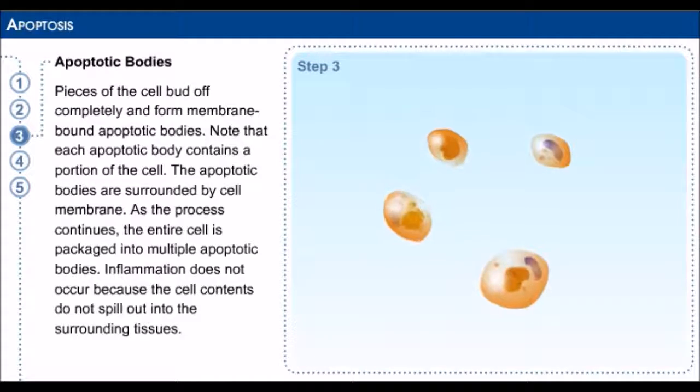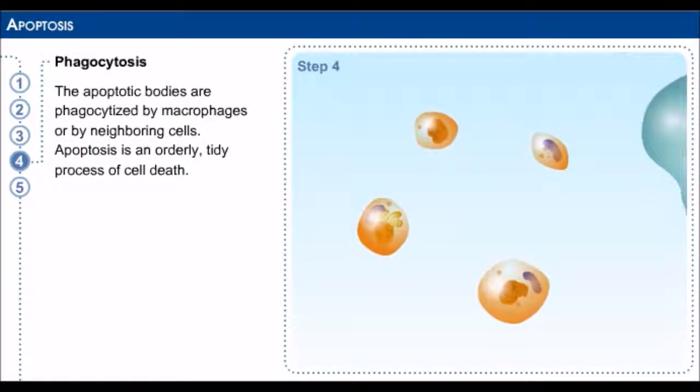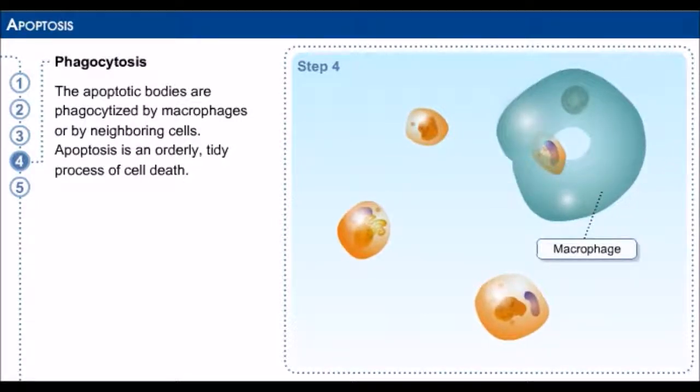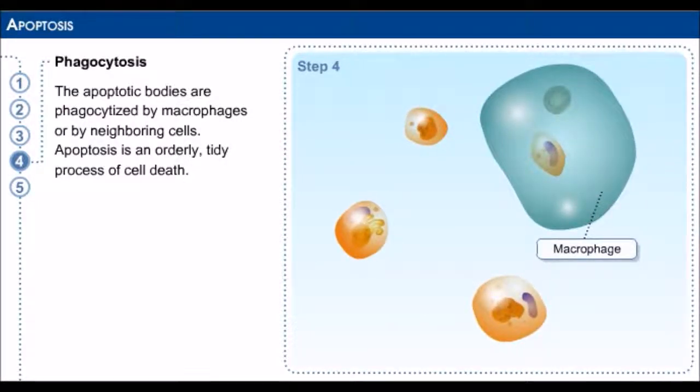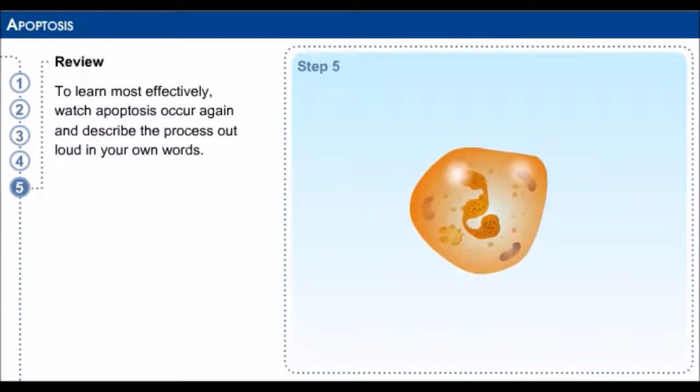Note that each apoptotic body contains a portion of the cell. The apoptotic bodies are surrounded by cell membrane. As the process continues, the entire cell is packaged into multiple apoptotic bodies. Inflammation does not occur because the cell contents do not spill out into the surrounding tissues. The apoptotic bodies are phagocytized by macrophages or by neighboring cells. Apoptosis is an orderly, tidy process of cell death. To learn most effectively, watch apoptosis occur again and describe the process out loud in your own words.